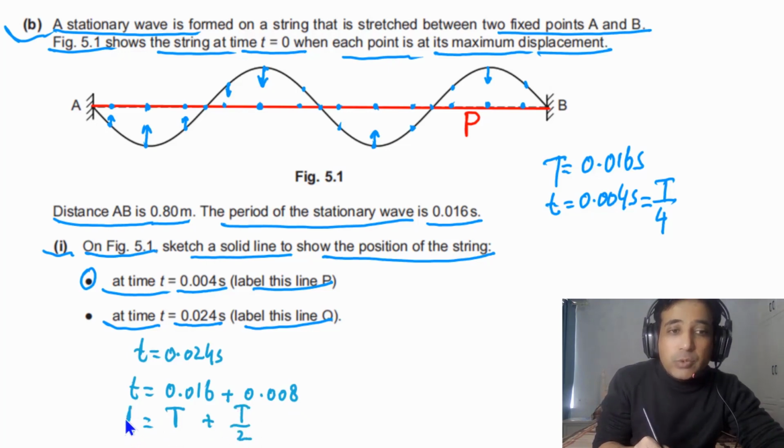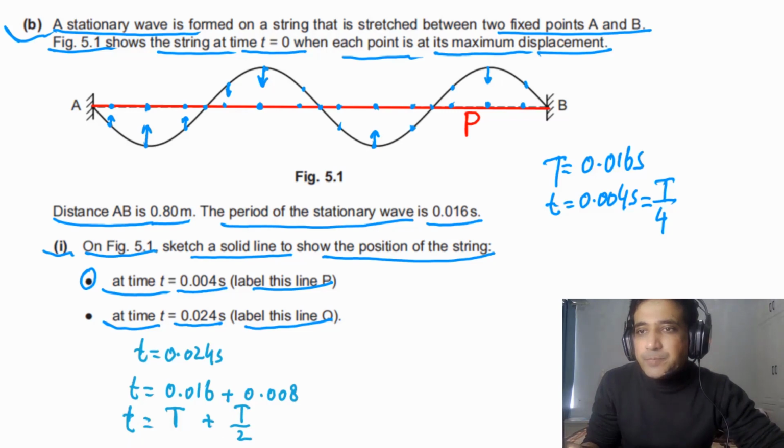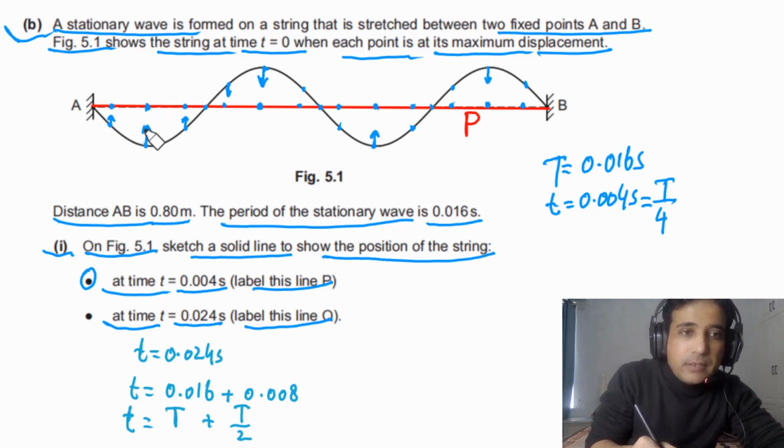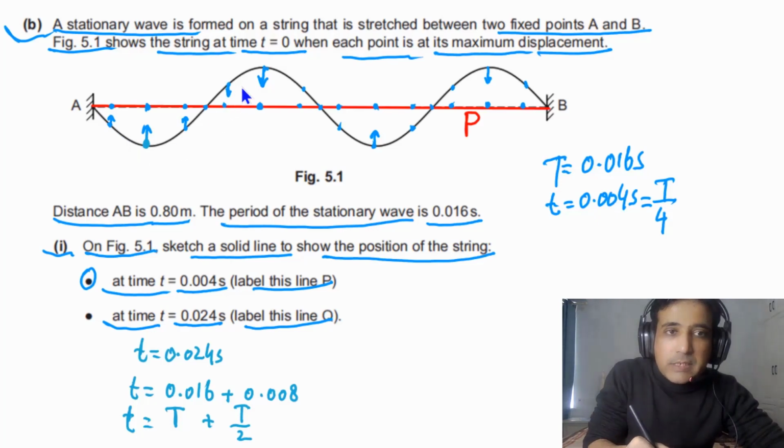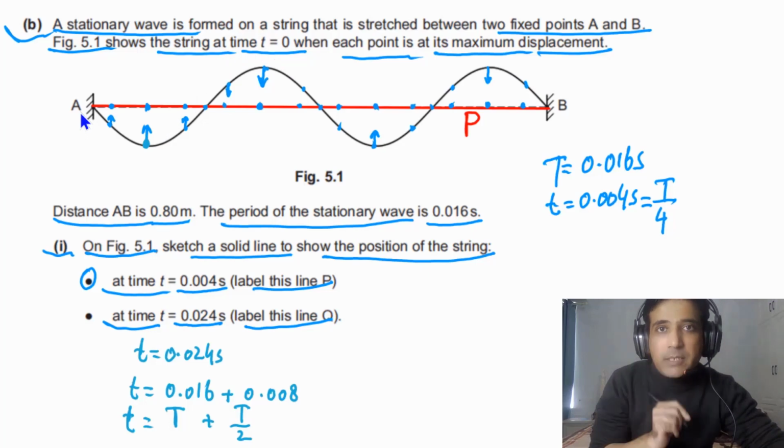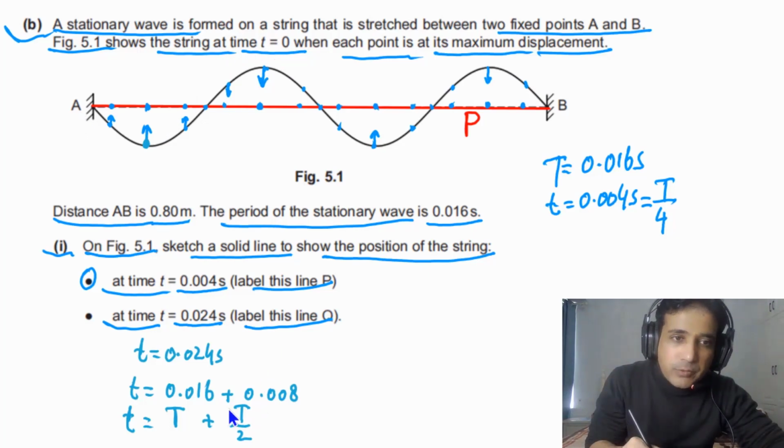Now it simply means that after one cycle, if we look at this particle, it will be at this point again because it will complete one cycle. It will go up and come back to this one. So after one cycle, we will see the same wave, this shape of the string. But now we need to understand this part. We need to understand T by 2.